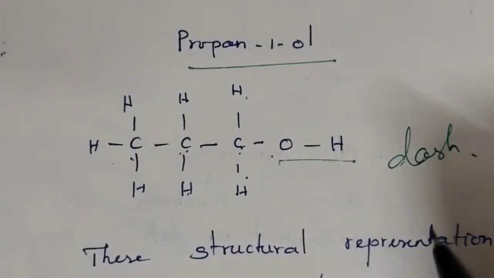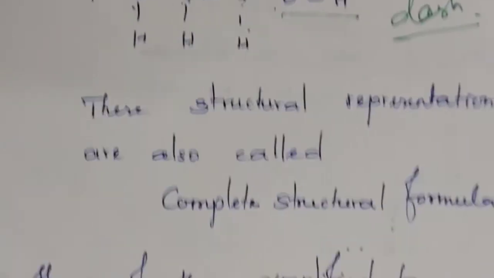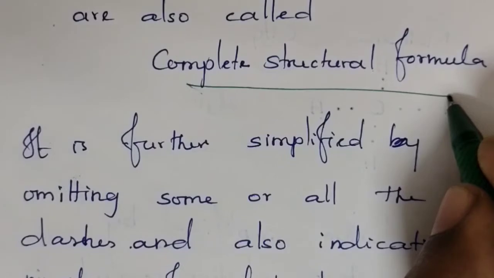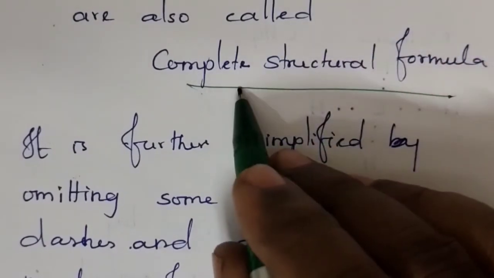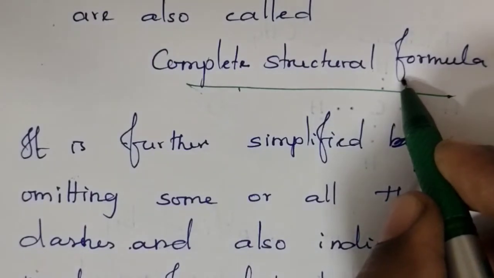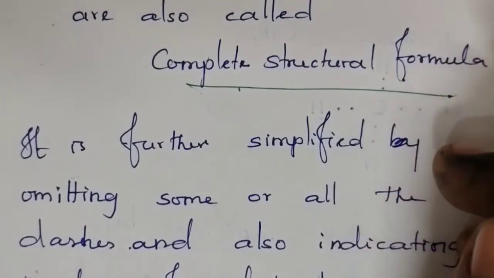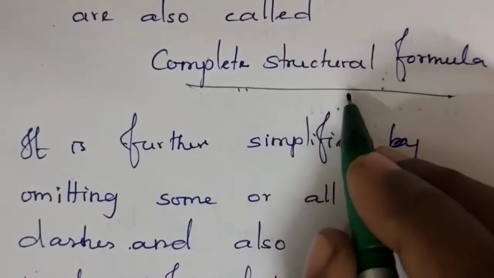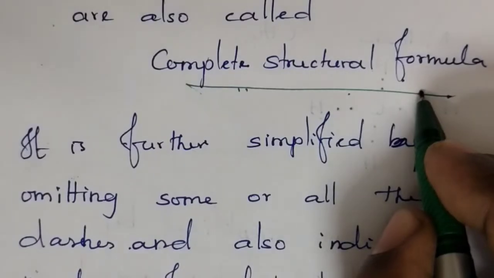This dash structure is otherwise called the complete structural formula of an organic compound. So the dash representation is also called the complete formula of an organic compound. So far we studied that an organic compound can be represented in the form of a Lewis dot structure or dash structure. The dash structure is otherwise called the complete structural formula or complete structure.